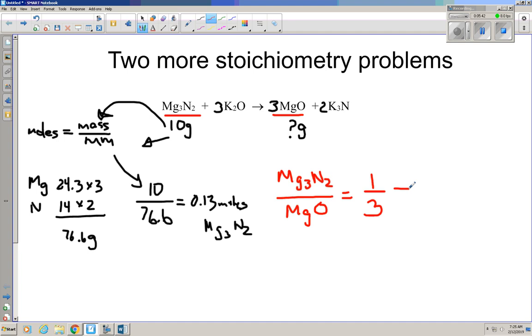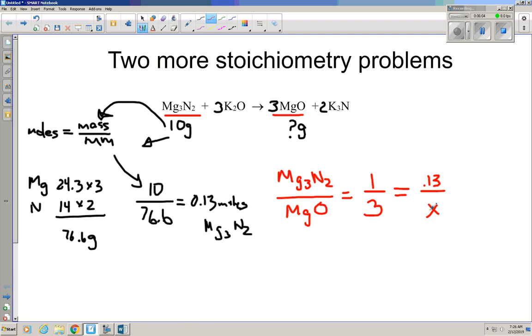So what are they giving us in this problem? They're not giving us 1 mole of magnesium nitride. They're giving us 0.13 moles. So a 1 to 3 ratio is going to be the same as 0.13 to x. So whatever 0.13 over x has to be, it's got to end up the same as 1 divided by 3. So I can do some cross multiplication.